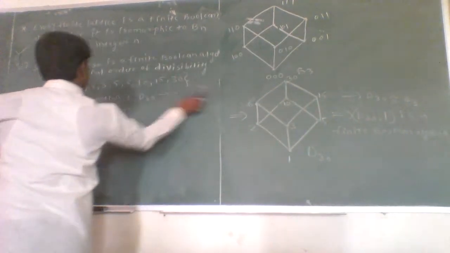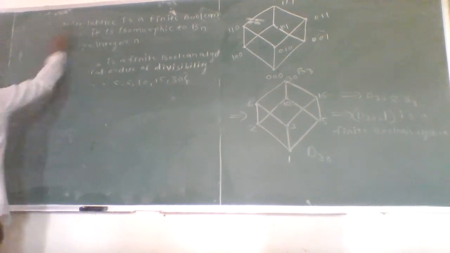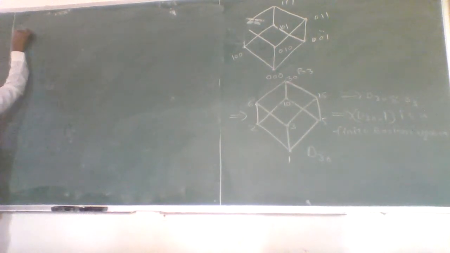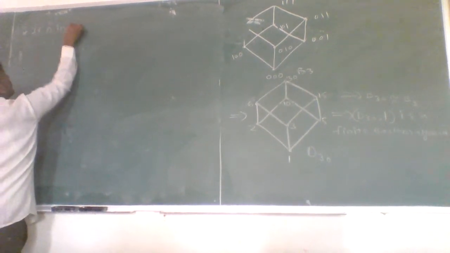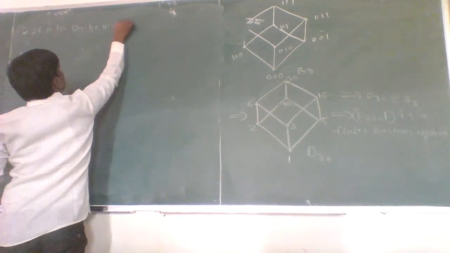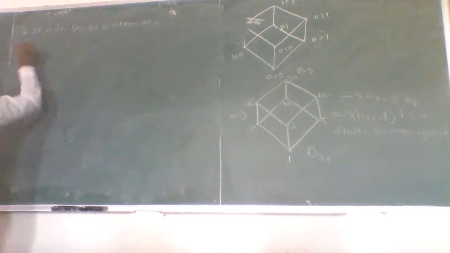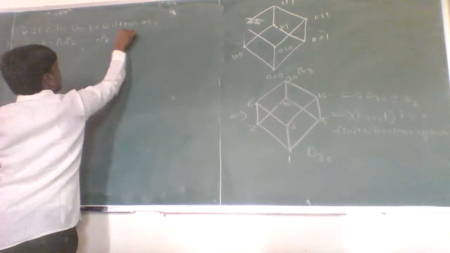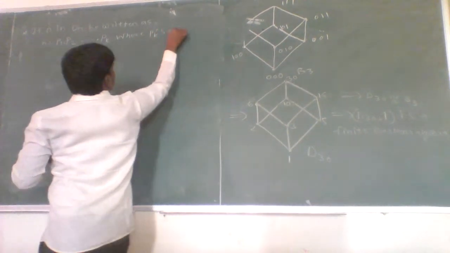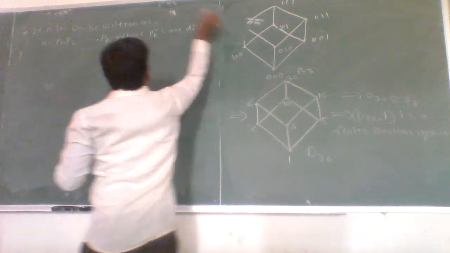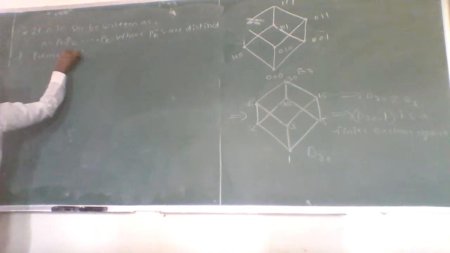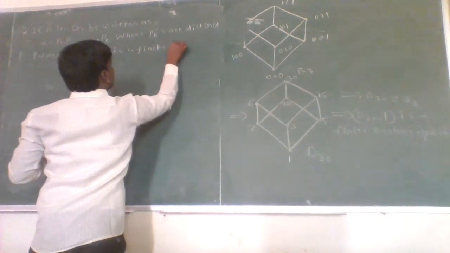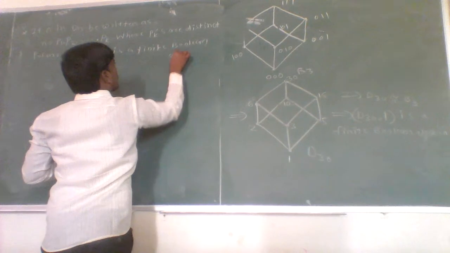Again, there is one result on Dn. If n in Dn can be written as n equal to p1 into p2 into so on up to pk, where the pk's are distinct primes, then Dn is a finite Boolean algebra.